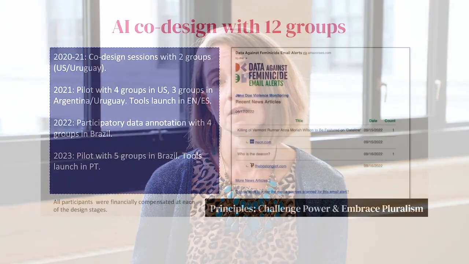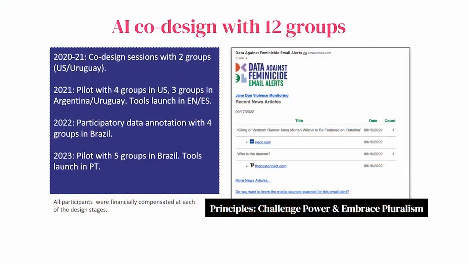Notably, we engaged groups in participatory sessions at very early stages, as well as for data annotation to train machine learning models, as well as for tool evaluation. So the tool you see on the right here is an email alerts platform. It's very similar to Google Alerts, if you're familiar with that technology, but is specifically tuned for surfacing feminicide cases to activists. And this is what I meant when I'm talking about a tool that supports and sustains activist labor.